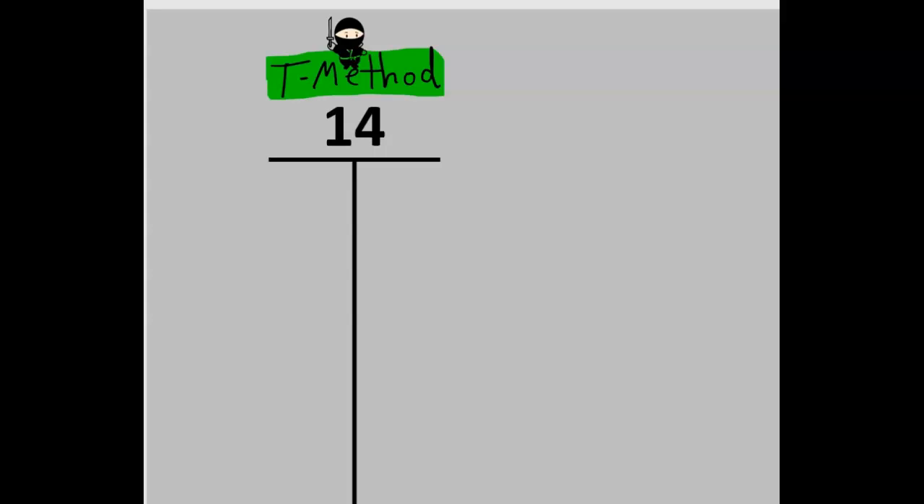Factor Ninja is going to help us find the factors of this number, 14. Any number that ends in 2, 4, 6, 8.